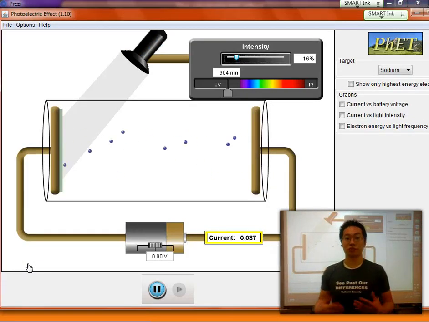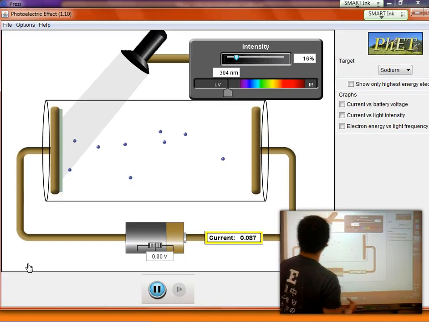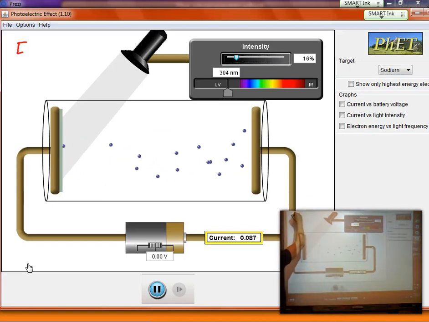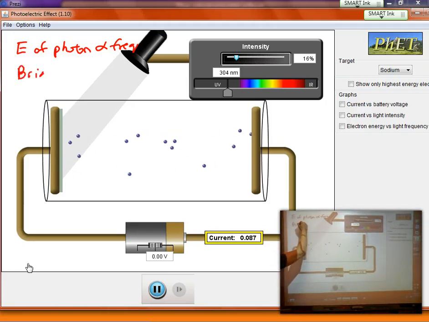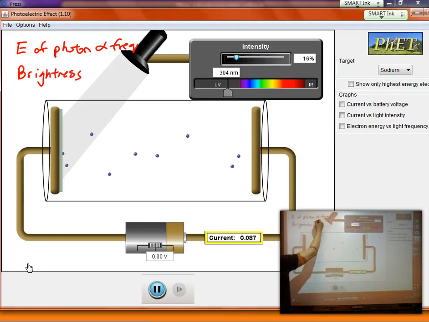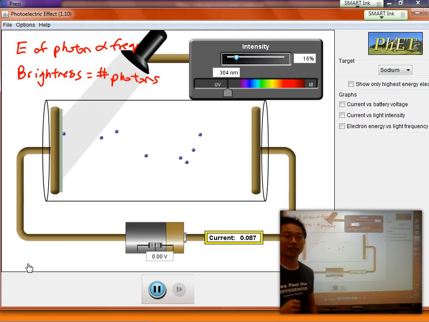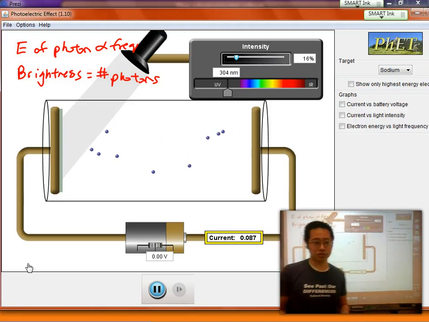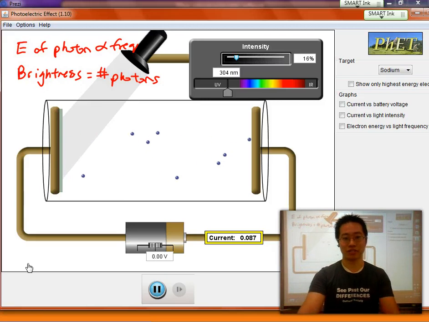Over here, just to recap again one more time, okay? Understand that the energy of the photon is directly related to its frequency, and that the brightness of light is equal to the number of photons coming out. So if you make these assumptions, then everything that's happening in the photoelectric effect makes perfect sense.